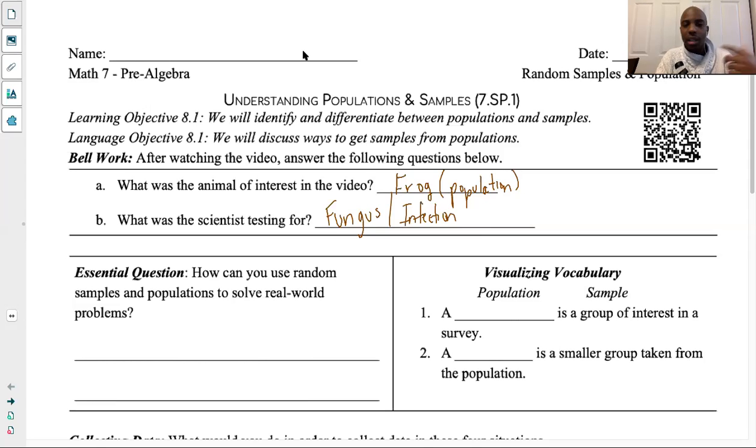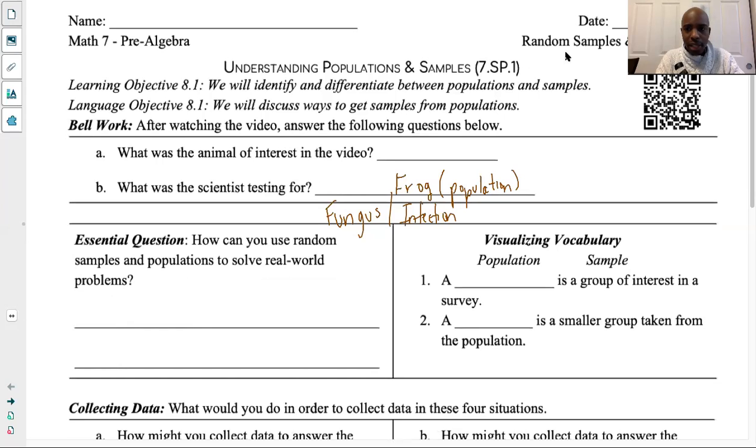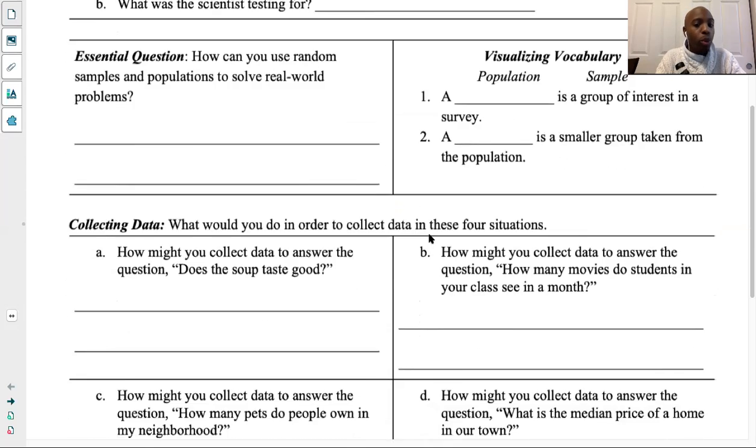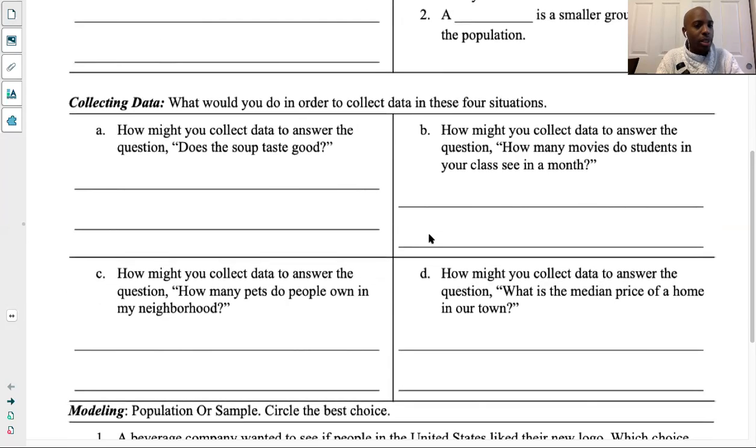You need to also understand how to collect data. So I want you to think for a second on different situations, and I hope you copy down these notes here. I'm going to clear the text. I want to talk about how we collect data. What would you do in order to collect data in these 4 different situations? So take a second. I'm going to read them out loud, and you write down what your answers are.